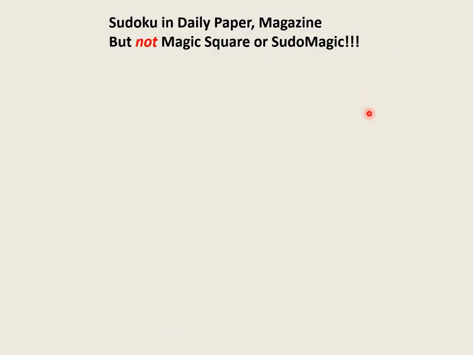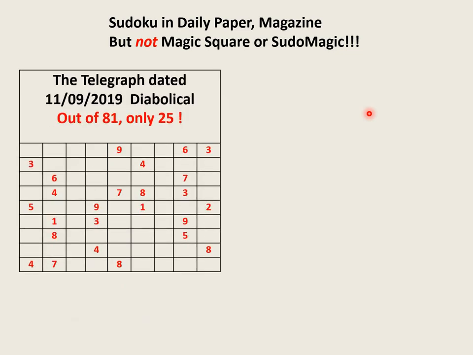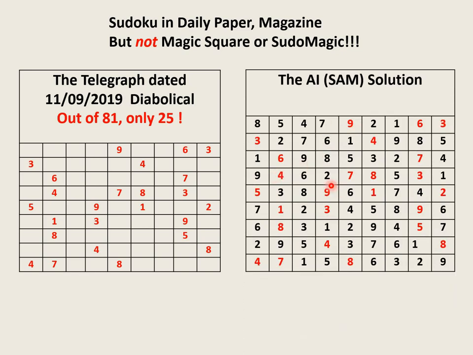Well, in today's time, most magazines and even daily papers supply some Sudoku problems, and there are many people who enjoy solving the Sudoku problem daily. But unfortunately, they don't handle Magic Square or SudoMagic. Obviously, they are more difficult problems. Say, for example, I have taken one from the Telegraph. They call it diabolical, the toughest one. And the AI solution is this. One can solve this manually, but my AI solution is this.